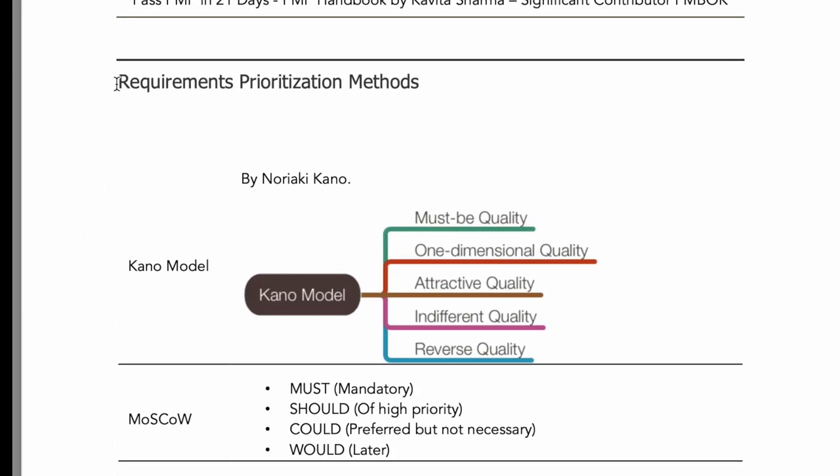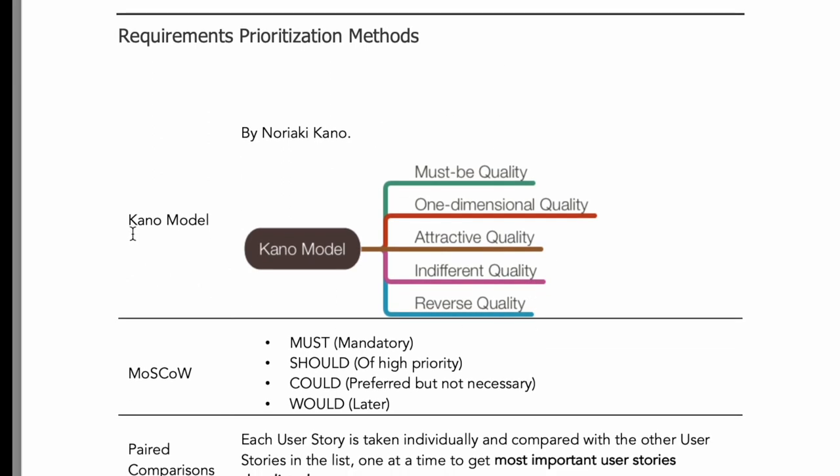We also discussed requirement prioritization methods. What are those? The Kano model talks about how the requirements can be divided into different qualities. Must-be is a must have. You cannot release anything if it does not have that quality. For example, you cannot have hotels without rooms.